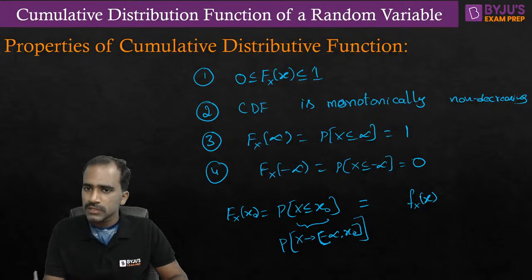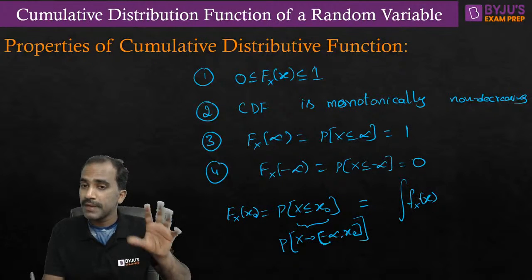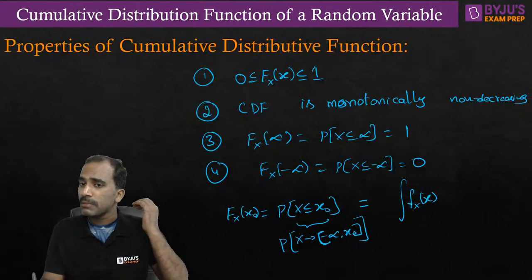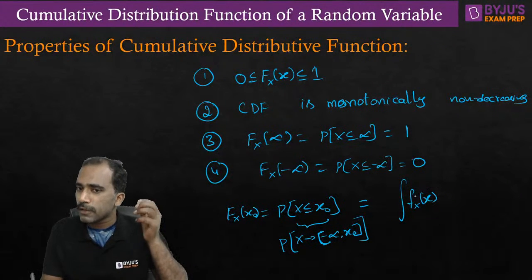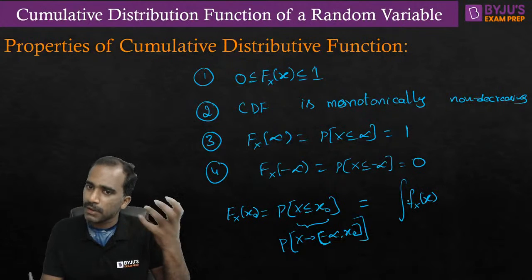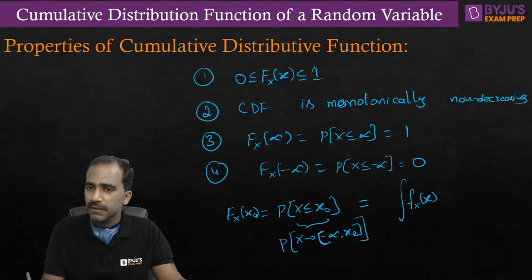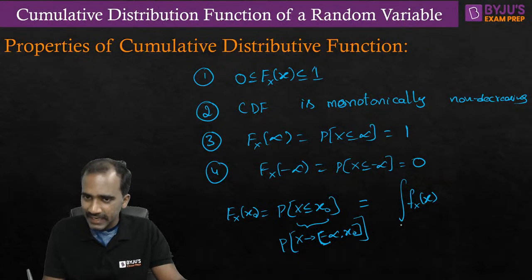I told you in yesterday's session also, from PDF, if you want to find probability, just integrate. PDF is probability density. It is not probability. PDF has the information of probability density. From the probability density function, if you want to find probability, you have to integrate. What should be the limits of integration? When there is an integration, limits are important.